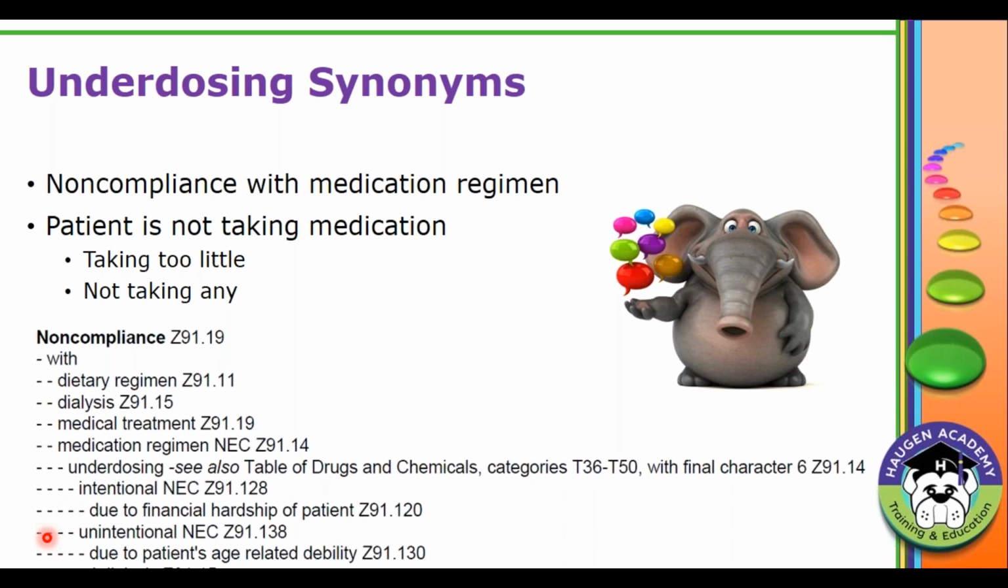and why. Was it intentional? Did they not have the money? Was it unintentional because of the patient's age-related debility? Out of all of those reasons, I would say financial hardship is probably the one that I see documented most frequently. A lot of times if they think it's due to the patient's mental debility, they don't really know for sure if that's it, so it's kind of hard to tell.